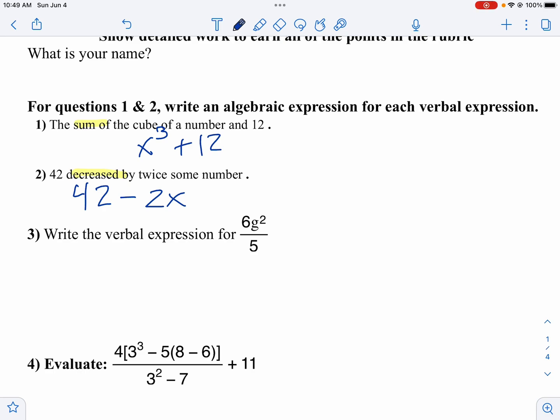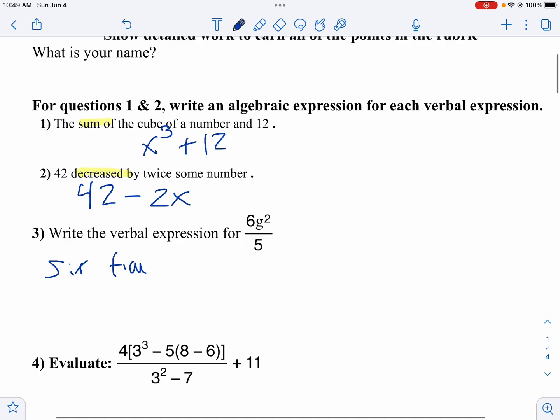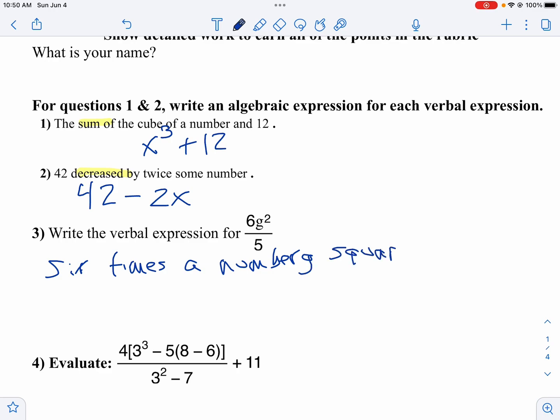On number 3, we're going to do it backwards. We're going to write the verbal out. So this might take a little bit longer on here because we have to do some writing. So we're going to say 6 times, we'll say g, so 6 times a number, in this case our number g, squared, divided by 5.